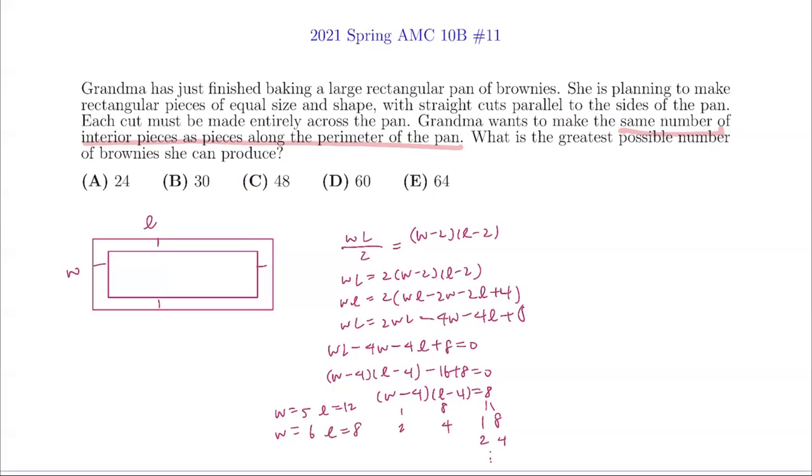And since we want the greatest possible number of brownies she can produce, well, W times L is equal to 60 and W times L is equal to 48. So our greatest case is going to be this case with width as 5 and length as 12, giving us 60 brownies, which is answer choice D.